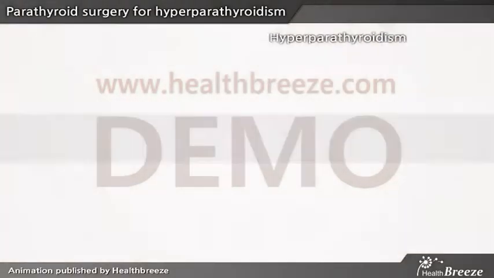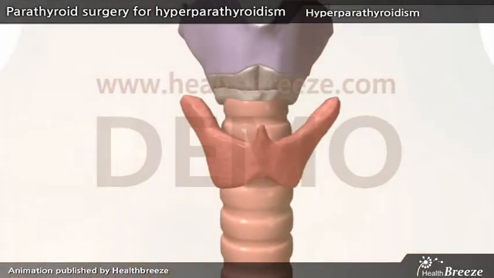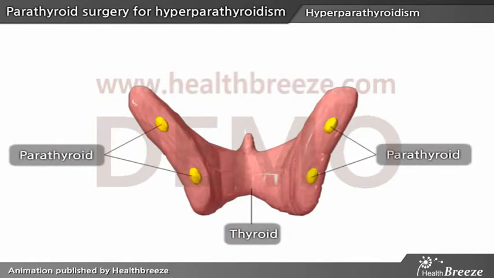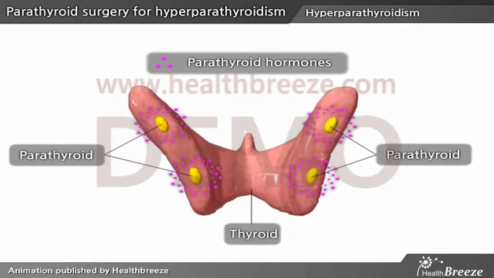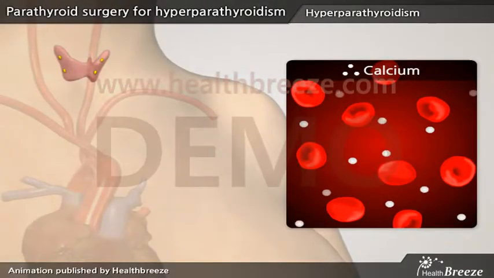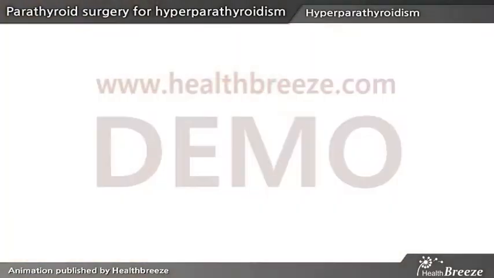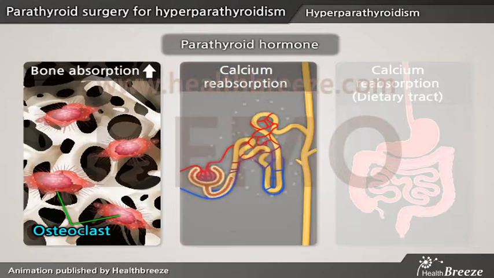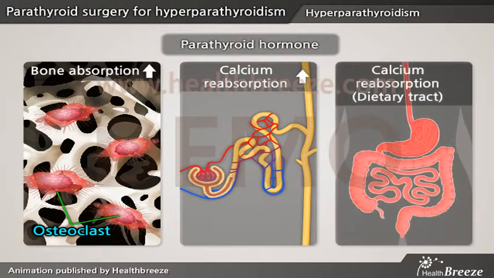Hyperparathyroidism. Parathyroid glands are endocrine organs that are located on the back of the thyroid gland and produce parathyroid hormone. Parathyroid hormone ultimately increases blood calcium level by increasing the breakdown of calcium from bones, preventing urinary calcium loss, and increasing absorption of calcium from dietary intake in the setting of normal vitamin D function.